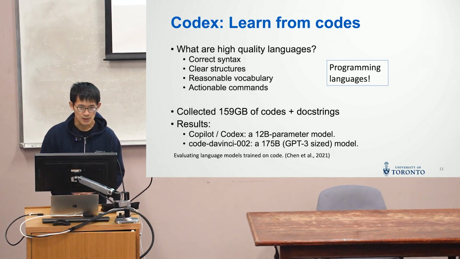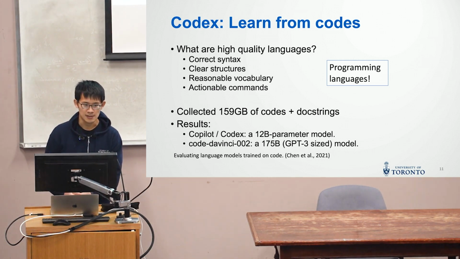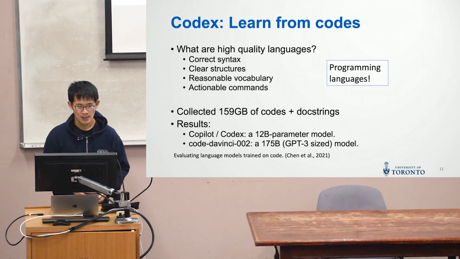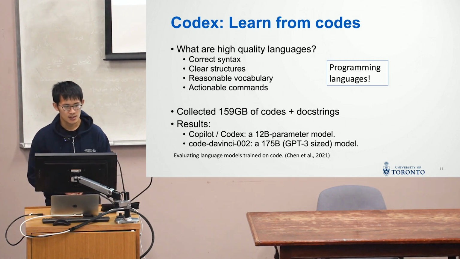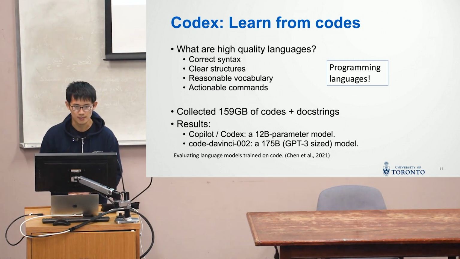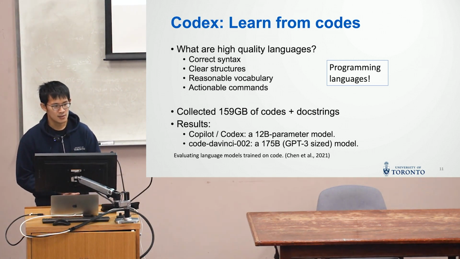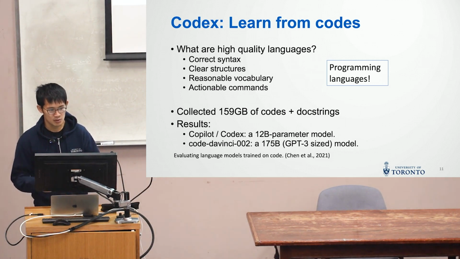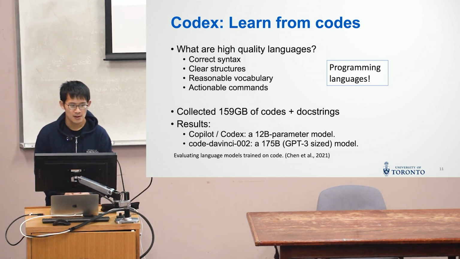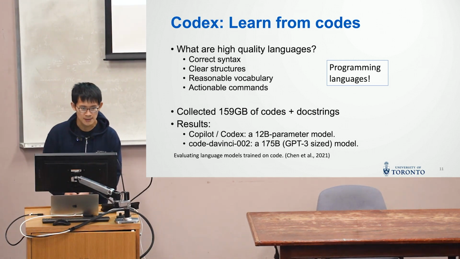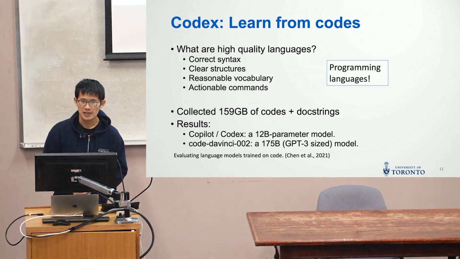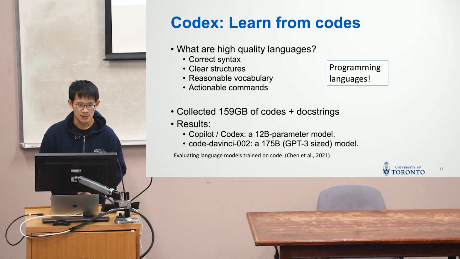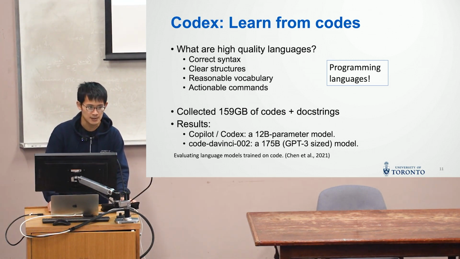So OpenAI is in collaboration with Microsoft, which has access to all the GitHub data, both public and private repositories. They collected 159 gigabytes of code plus docstrings and trained Codex, which is a 12 billion parameter model. Note that the Codex model is a lot smaller than the GPT-3 model. Codex is the model that currently drives the Copilot tool in VS Code.